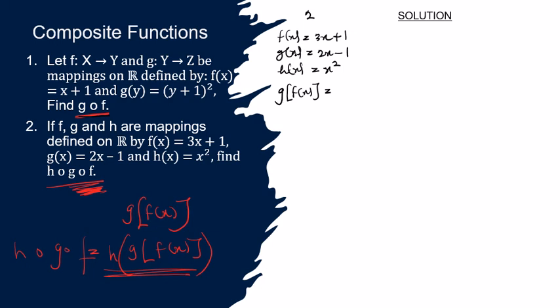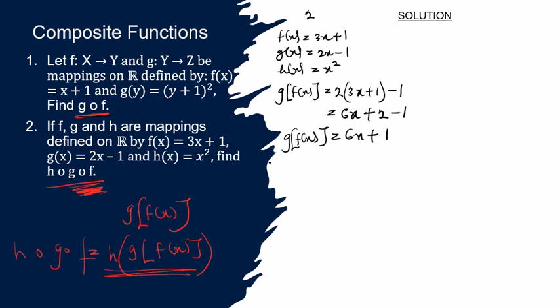Remember this g of f of x. I've replaced x with f of x. So f of x is 3x plus 1, and I'll replace that in this expression. So instead of writing x, I'll now put 3x plus 1, because that's what f of x is, then minus 1. So this is g of f of x, right? Then I solve. So this is 6x plus 2 minus 1, which is equal to 6x plus 1. So now we have found g of f of x.